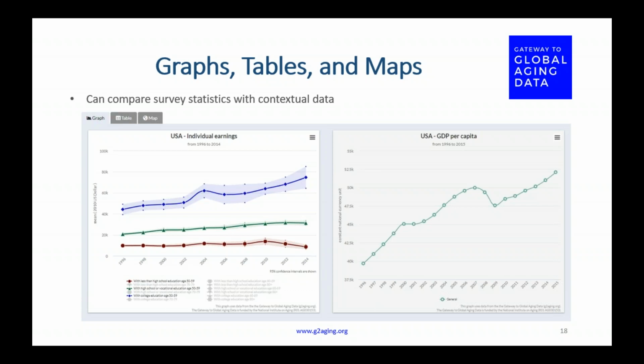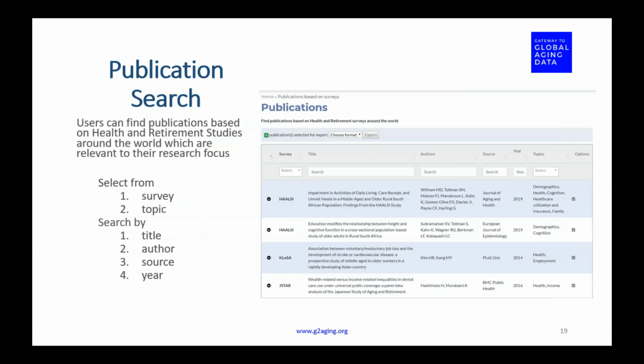So again, these interactive graphs and tables are just ways for you to get started to know what's the capacity of these data sets, and can I play around with the data before digging into the data set itself and generating your own estimates.